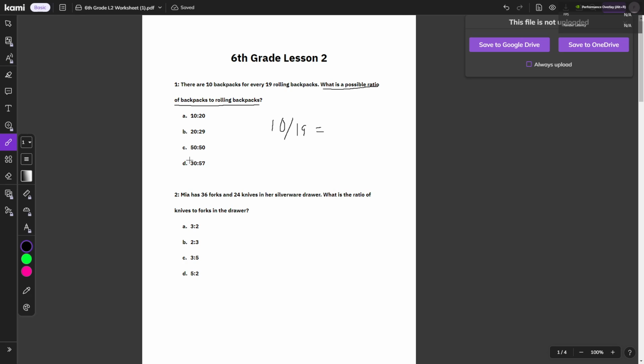For example, the answer to number 1 is D, because if you multiply 10 by 3, you get 30. And if you multiply 19 by 3, you get 57, which means that the factor of multiplication is the same between both your numerator and your denominator of your ratio. That's what makes D correct, because if you were to divide 30 by 57, you'd get the same number as if you were to divide 10 by 19.